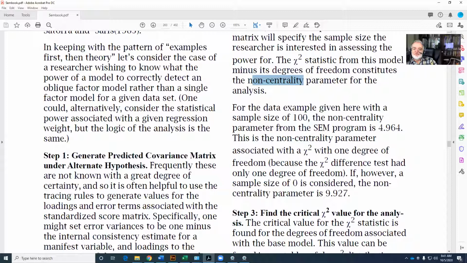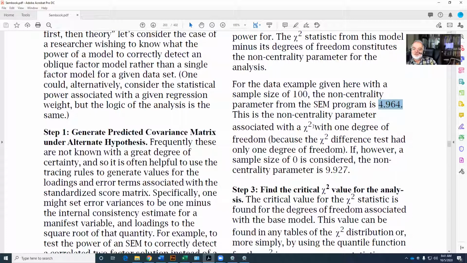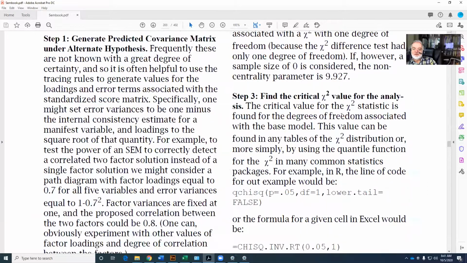So for the example given here, if I had a sample size of 100, the non-centrality parameter from the SEM program is 4.964. So I make my variance covariance matrix based on the more complex model. I fit the single factor model to it. I say, hey, there's going to be 100 people in this, and that gives me my non-centrality parameter. This non-centrality parameter associated with the chi-square with 1 degree of freedom, because I'm testing a correlation, gives me that value.